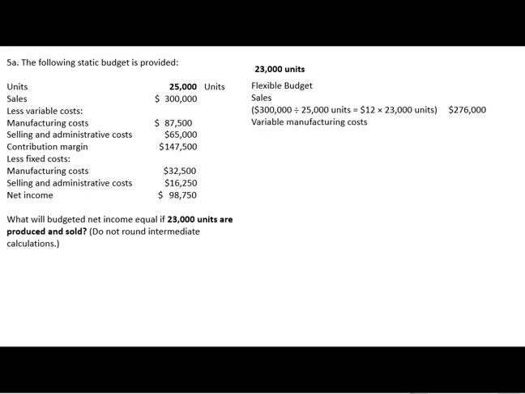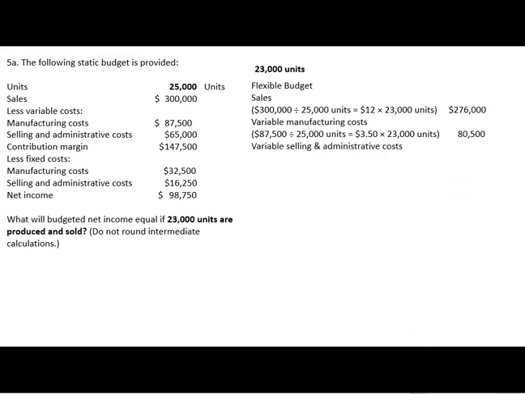Our variable manufacturing costs were 87,500 based on 25,000 units. Now they're going to be based on 23,000 units. So the variable manufacturing expenses per unit are going to be 87,500 divided by 25,000 units, which is $3.50 per unit. Multiply that times 23,000 units, and you get the new variable manufacturing cost based on the new volume level, and that'll be $80,500.